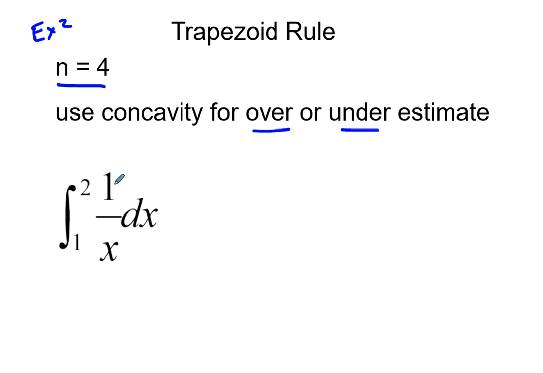Alright, so what we have right here is 1 over x, and we're going from 1 to 2. If you have 1 over x from 1 to 2, it looks like that. It's going to be very small values. So we're going from 1 to 2 right here, and we're going to create 4 trapezoids on this interval.